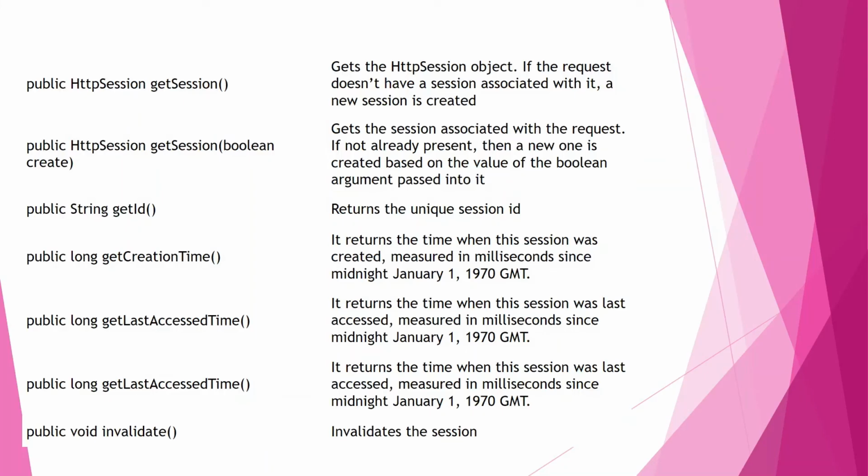Public HttpSession getSession gets the HttpSession object; if the request doesn't have a session associated with it, a new session is created. Public HttpSession getSession with boolean create: get the session associated with the request if not already present, then a new one is created based on the value of the boolean argument passed into it.